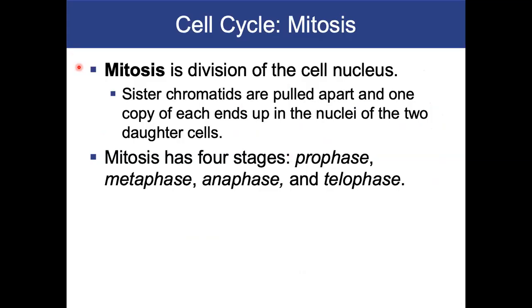Mitosis is a division of the cell nucleus. Sister chromatids are pulled apart, and one copy of each ends up in the nuclei of the two daughter cells. They break it down into 4 stages. They actually can break it down into 8 stages. So the 4 stages are prophase, metaphase, anaphase, and telophase. We could do early and late prophase, early and late metaphase, early and late anaphase, and early and late telophase. But I like to keep it simple.